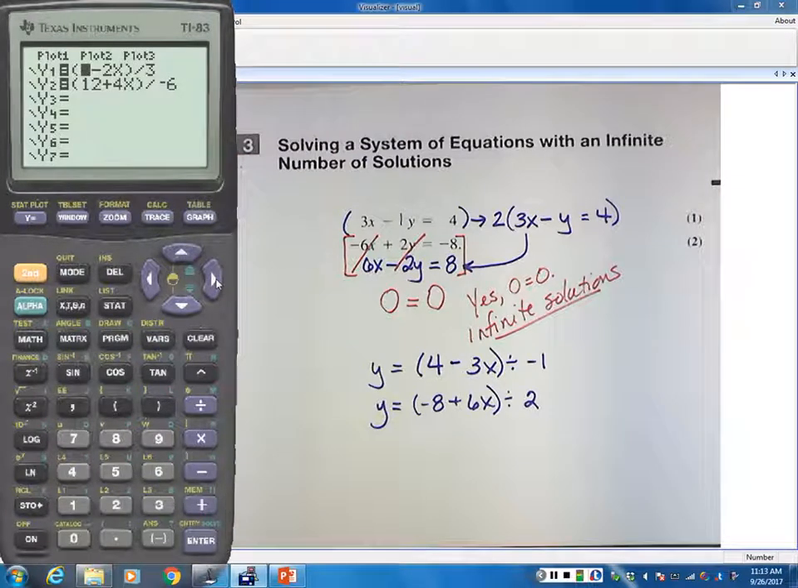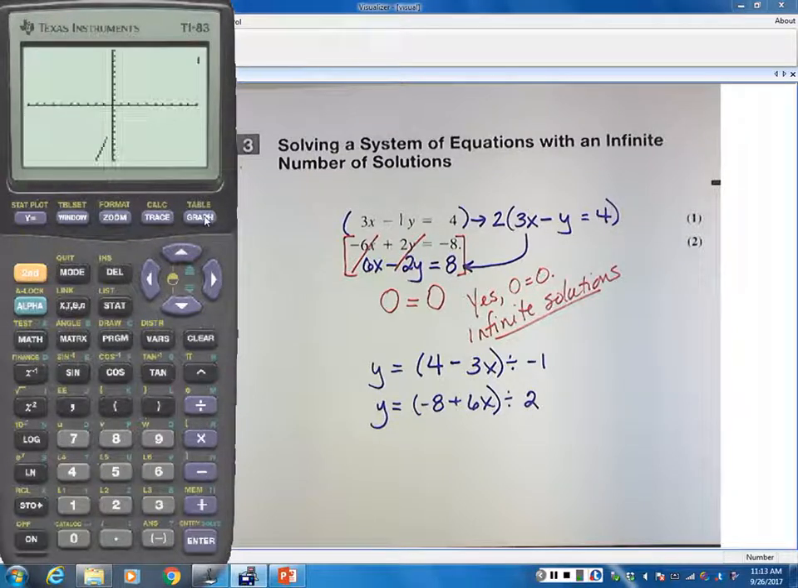So 4 minus 3x divided by negative 1. And then the second one's going to be negative 8 plus 6y divided by positive 2. And we're just going to hit graph. And there goes the line, and it's still graphing, but I don't see another line. I only see one line.